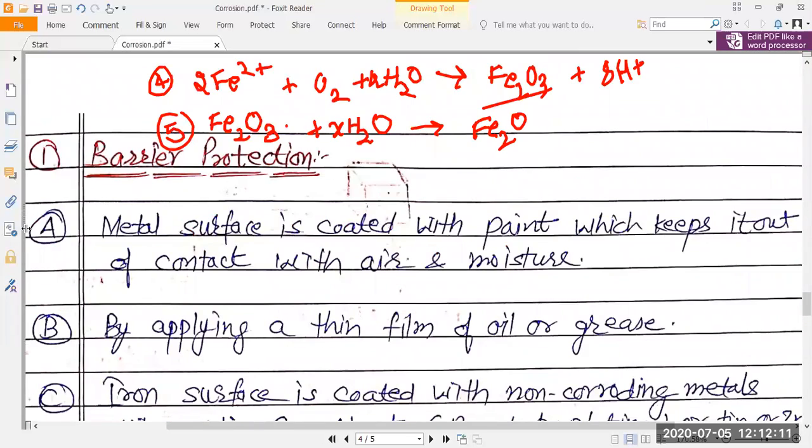The barrier methods are explained here. Metal surface is coated with paint. If we apply paint on the iron surface, then the iron article will not be exposed directly to the oxygen and water vapors present in the atmosphere, and it will not corrode. Next, an important point, applying a thin film of oil or grease. If we apply a thin film of oil or grease on the iron article or any metal surface, then the metal surface or iron article will not be exposed to the oxygen and water vapors present in the atmosphere, and corrosion or rusting will not happen.